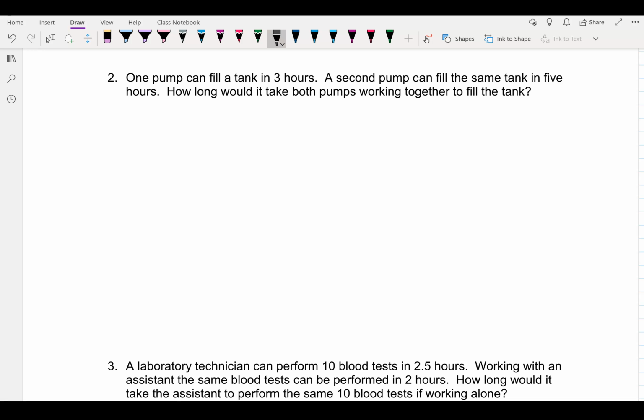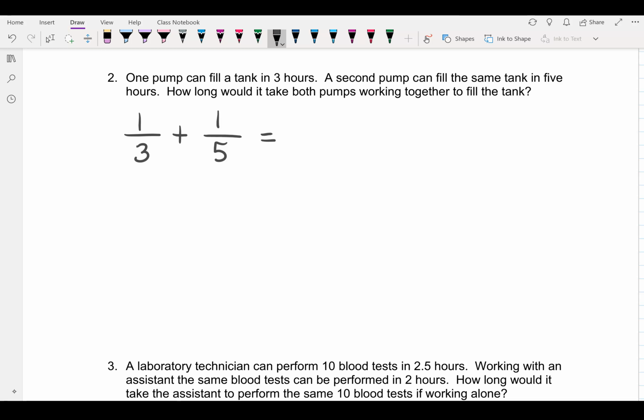So that's our first rate. Remember, your work over the time. So we have 1 over 3. Again, I said work over the time. The work is to fill 1 pump, and the time is 3 hours. What about the next one? A second pump can fill the same tank in 5 hours. So 1 tank filled in 5 hours.